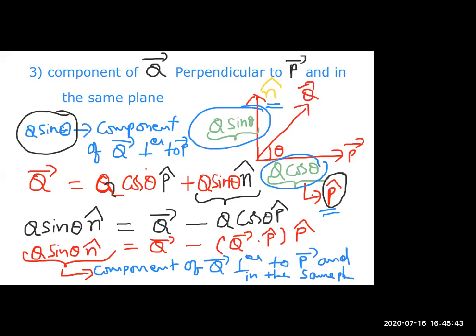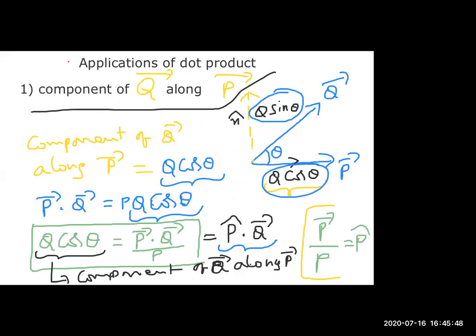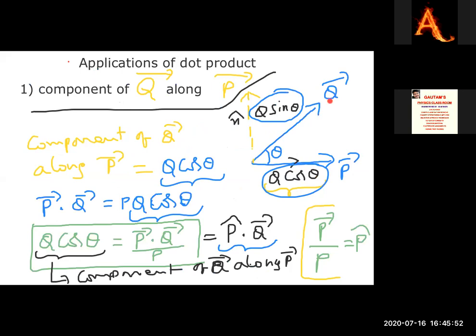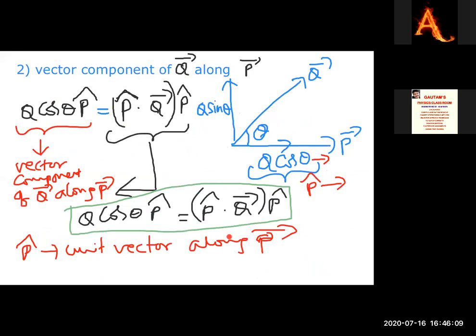I hope you understood the three important things I discussed here. First, I am taking two vectors, p bar and q bar, inclined at an angle theta. I am discussing q bar. So the component of q bar along p bar means this is the value. And after that I discussed the vector component of q bar along p bar. Vector component means q cos theta p cap. And I got this value.